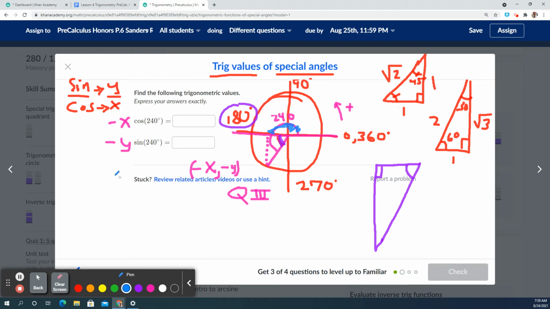All right, so 240 minus 180. That's going to give me the angle that I need here. All right, and that's 60 degrees. All right, make sure you use a calculator if you're not sure. You don't want to do all this work and mess it up in your head doing arithmetic.